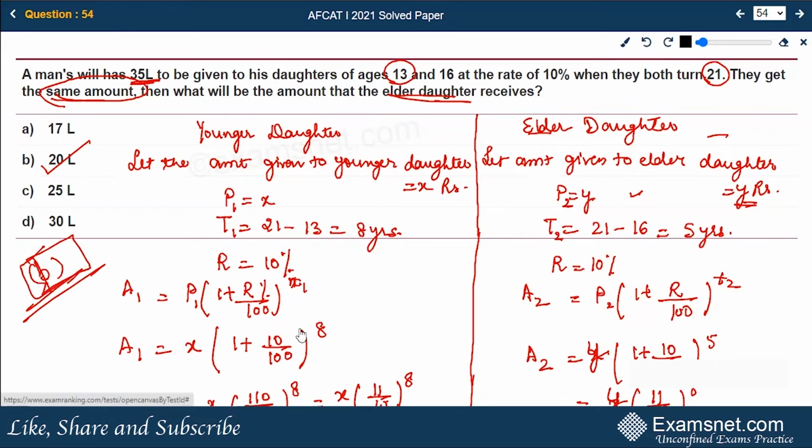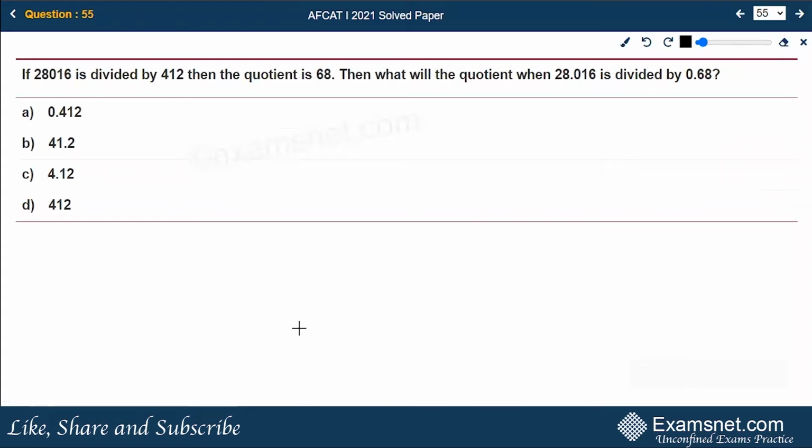Next, question number 55. If 28,016 is divided by 412, then the quotient is 68. Then what will be the quotient when 28.016 is divided by 0.68? Which of the following is a true option for that? Let's write down what you are given. You are given that when 28,016 is divided by 412, you get 68. What you want is to know the value when this figure is divided by this figure.